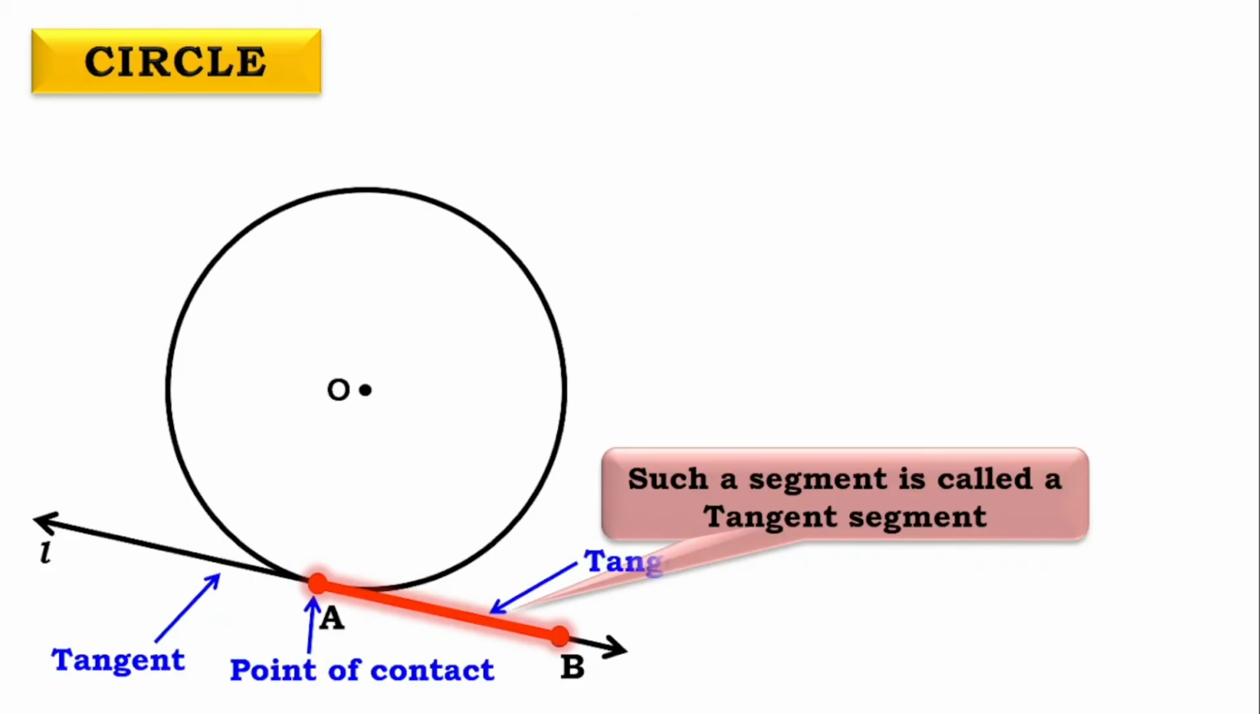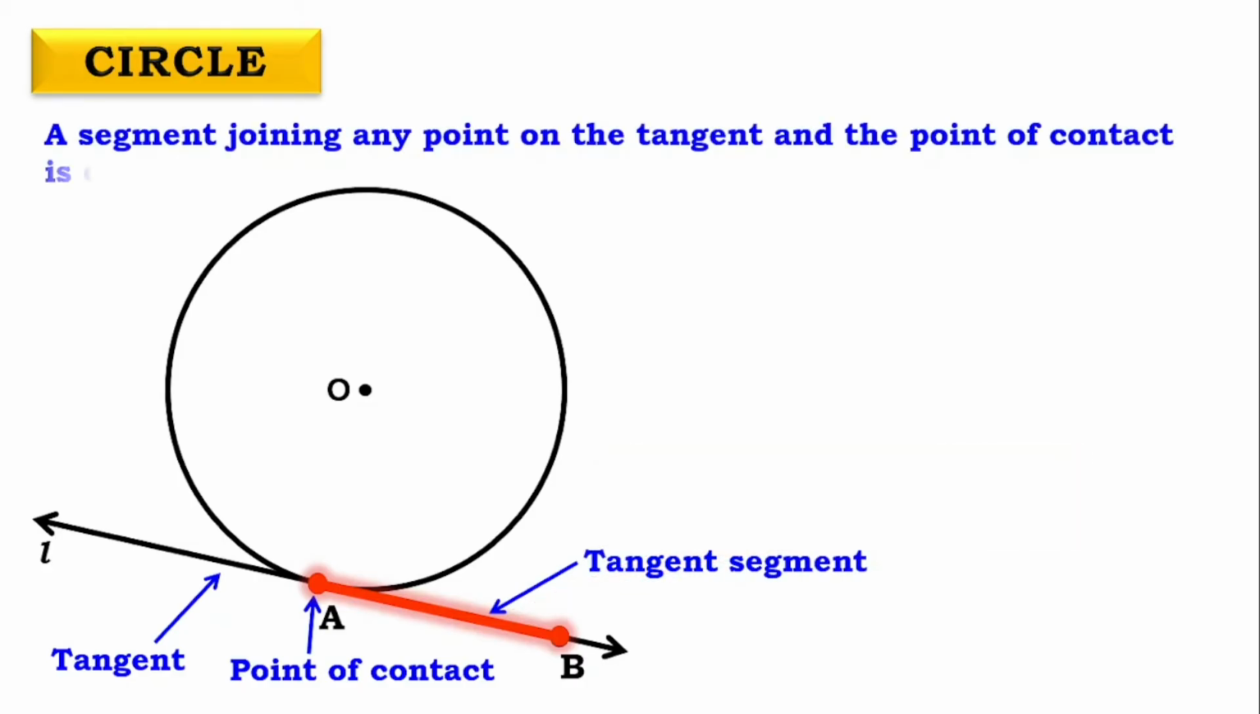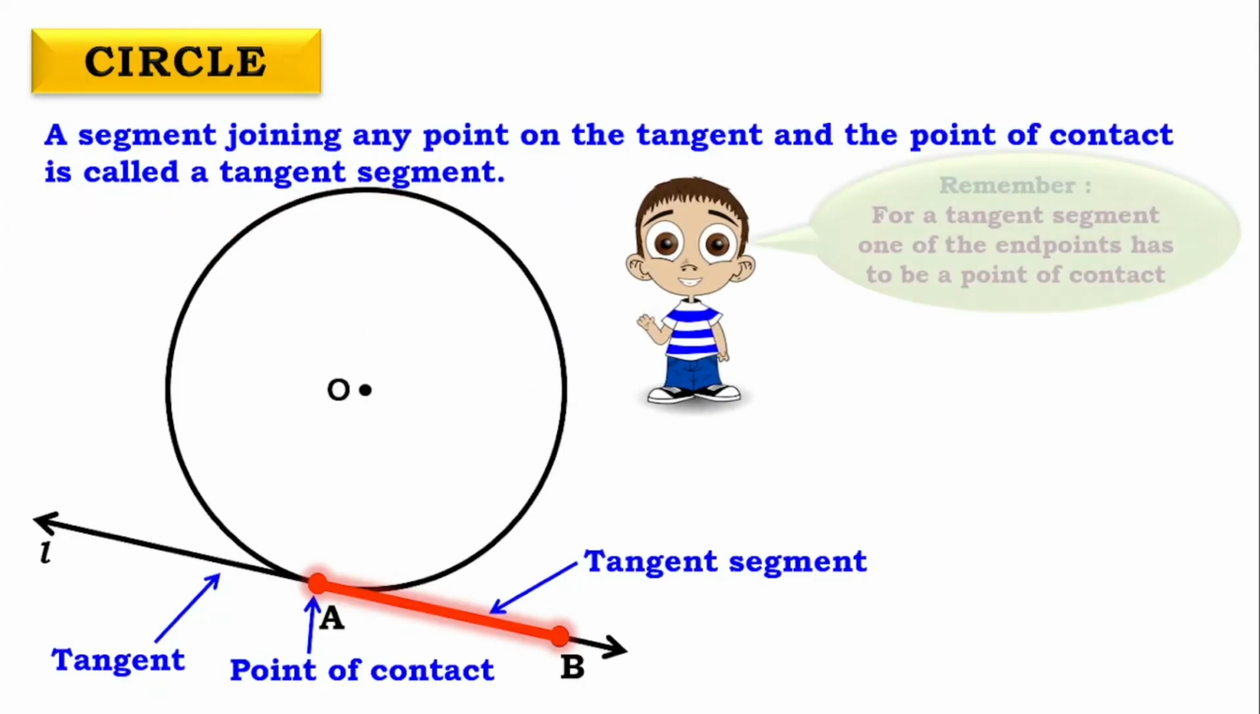Now let us define this. This is a tangent segment. Let us see the definition. A segment joining any point on the tangent and the point of contact is called a tangent segment. So a tangent segment is a segment where one endpoint is on the tangent, and the other endpoint is the point of contact. You can see in the figure that this AB is a tangent segment. Remember, for a tangent segment, one of the endpoints has to be a point of contact. Observe this point A. It is a point of contact.